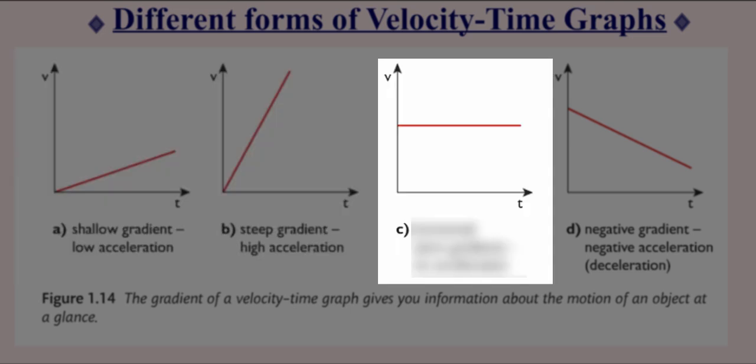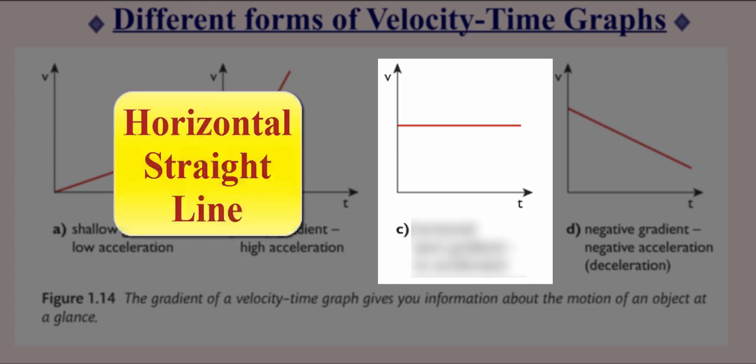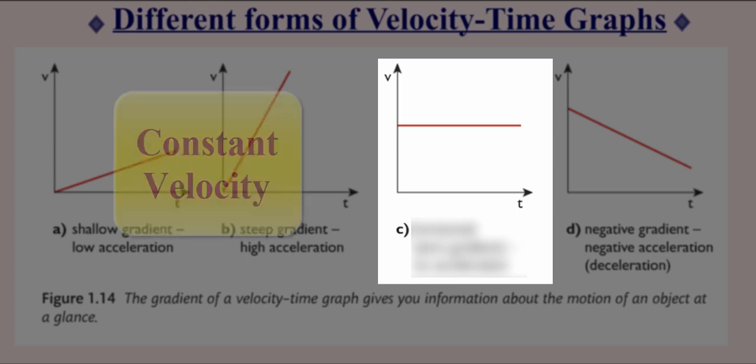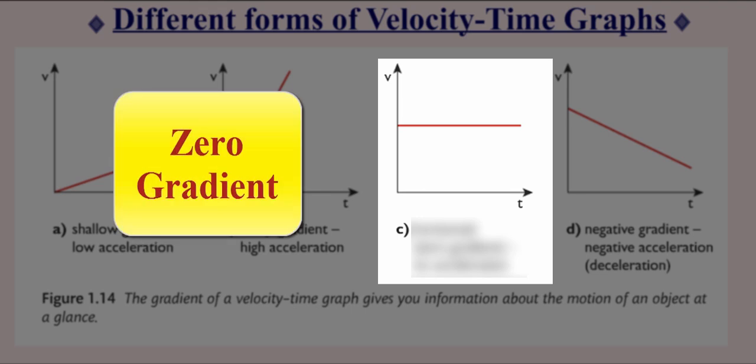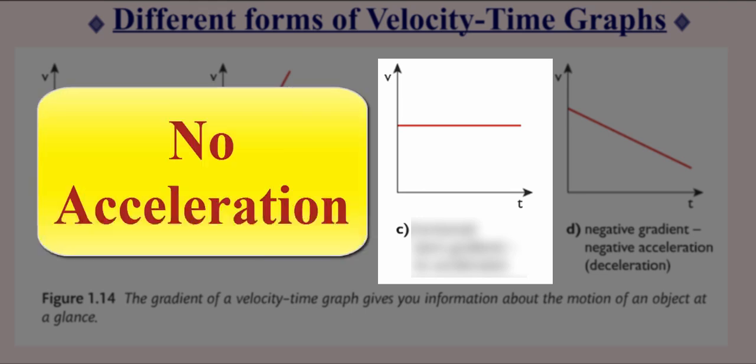Now let's move on to graph C. It has a horizontal straight line, which means that the velocity is constant and there is no gradient. And since acceleration is the change of velocity with time, as long as the velocity isn't changing, there is no acceleration, and it is equal to 0.